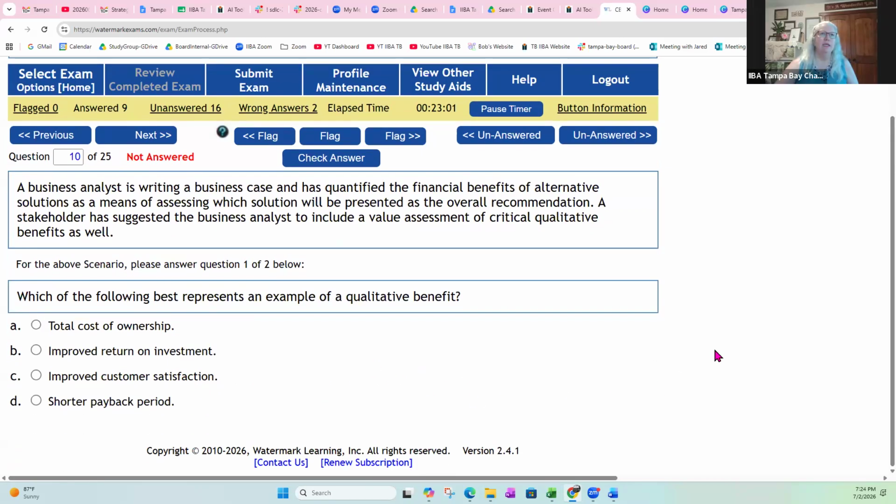A business analyst is writing a business case and is quantifying, which means using numbers, the financial benefits of alternative solutions as a means of assessing which solution will be presented as an overall recommendation. A stakeholder has suggested the business analyst include the value assessment of a critical qualitative benefit as well.